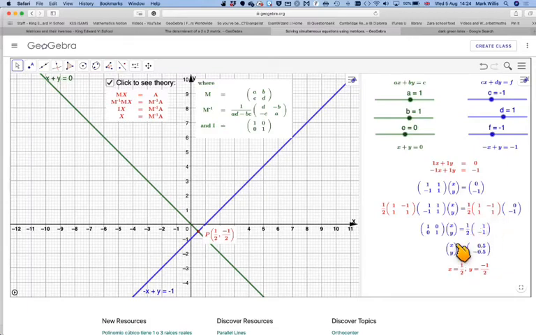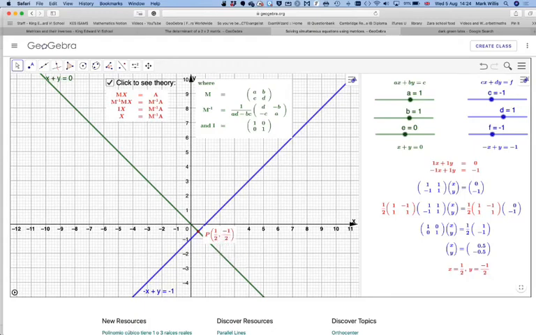And then take the half in. Always do the half at the very end. And a half will give me 0.5 and minus 0.5. So that gives me x is 1/2 and y is equal to minus a half. And then I get the result here.